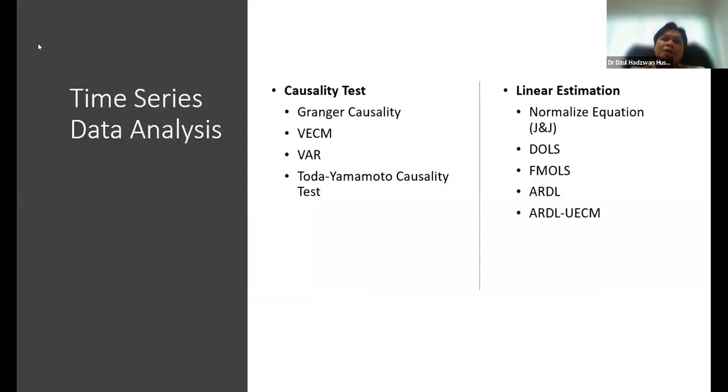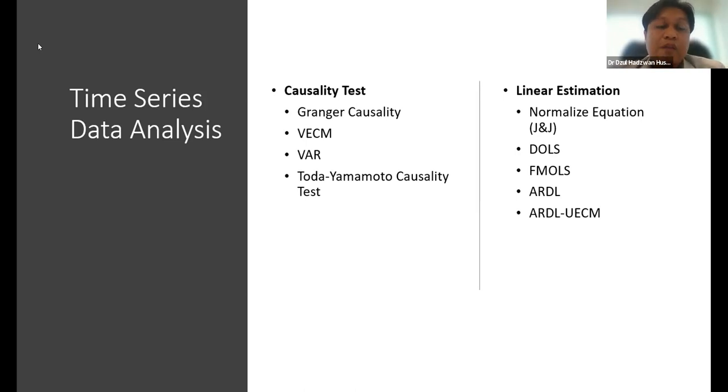But the co-integration test actually cannot give significant information in terms of the relationship and also the magnitude. So in time series analysis, what we can do first is the causality test. The causality test is to test the general relationship between a pair of variables. In general, we do have the Granger causality test, VECM, VAR, and the Toda-Yamamoto causality test. And one of the weaknesses of using the causality test is that we are unable to capture the magnitude impact of the independent variable on the dependent variable.